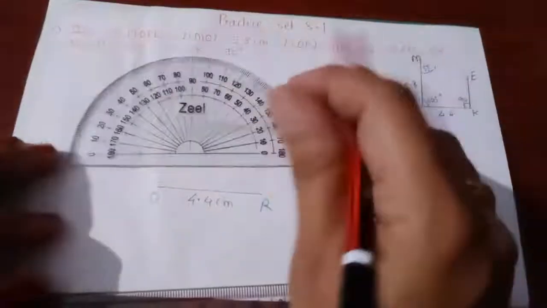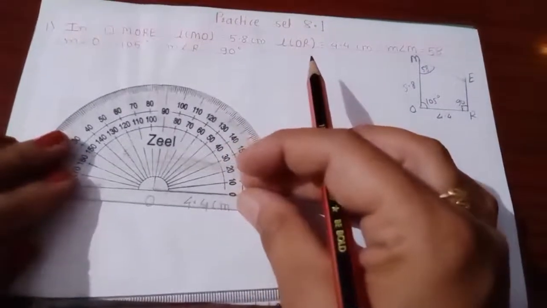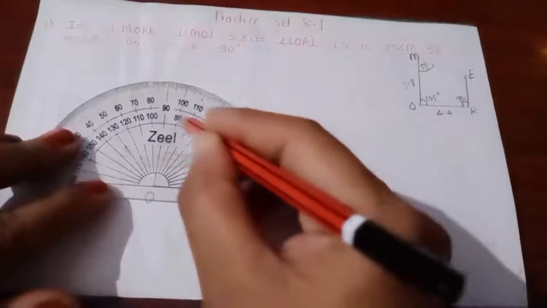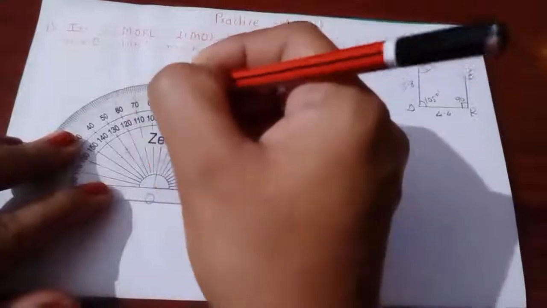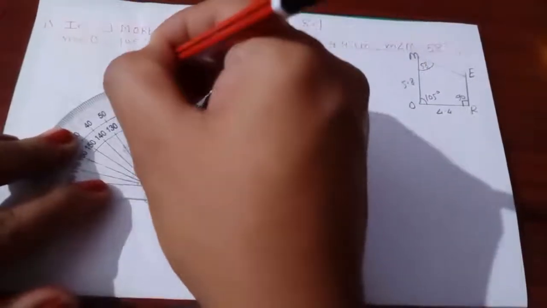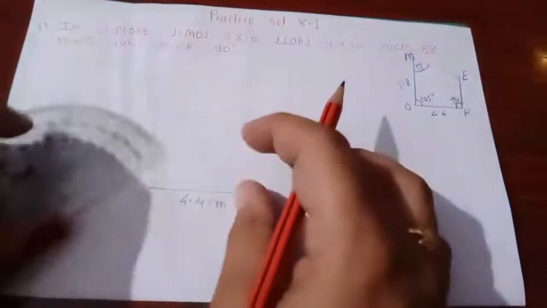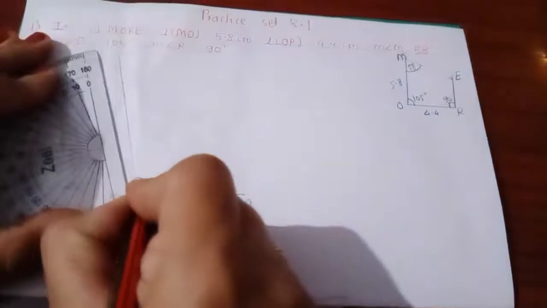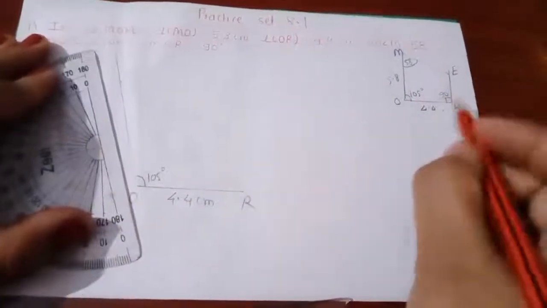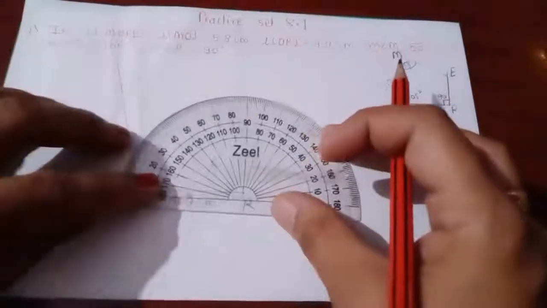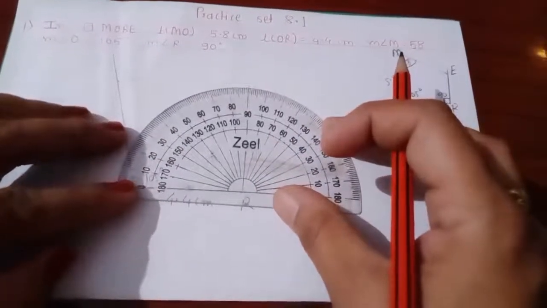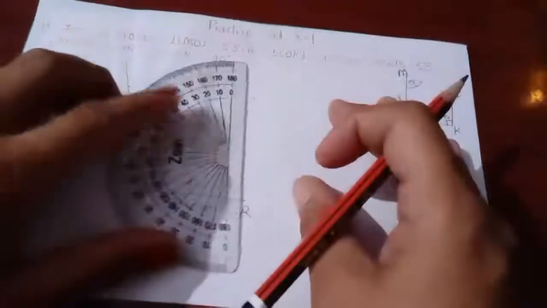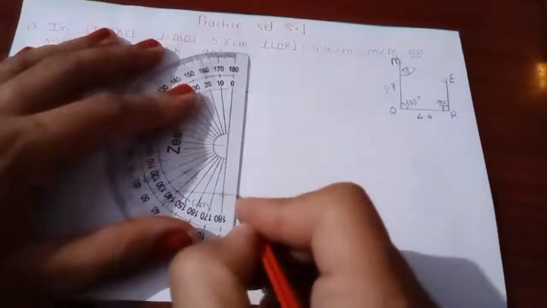Now we draw the angle O, 105 degrees, and angle R, 90 degrees. Take a protractor, put it on point O and draw the angle 105 degrees. Then draw the line. This is the angle 105 degrees. Again put the protractor on R, and angle R is 90 degrees. You draw this line, angle R is 90 degrees.